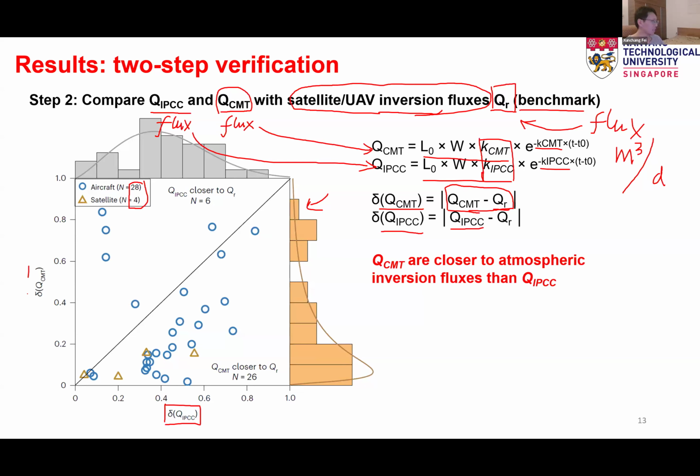Y-axis, similar idea, delta CMT. Our improved approach, what was the error, right? So then we are plotting these 2 together. Basically, we wanted to just show the comparison between our method and the IPCC method. And each point is one site with these QCMT, QIPCC, and QR. All right. So let's just take one, it's maybe not intuitive. So let's just take one of the points as an example. For example, this point here.